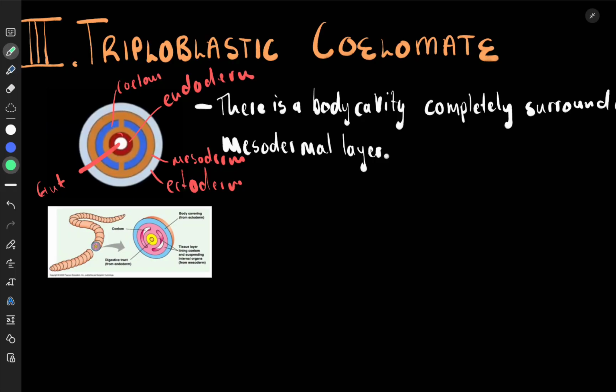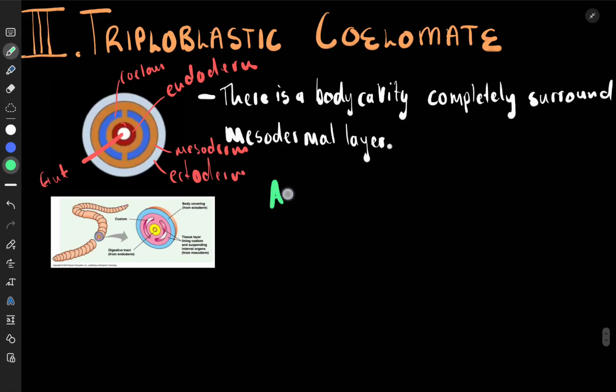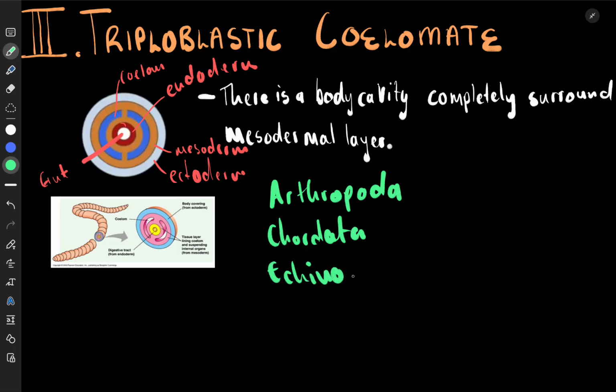And it's going to be those four remaining groups. We've put Platyhelminthes, we've put Nematoda. So who are we left with? Arthropoda. We have Chordata. Echinodermata. And then the last one is that nice type of worm, which we haven't put: Annelida. And that's the segmented worm.